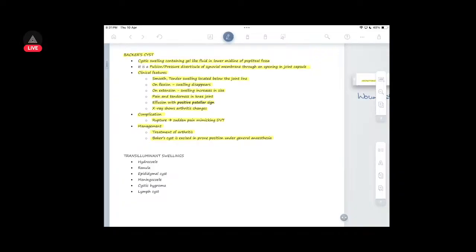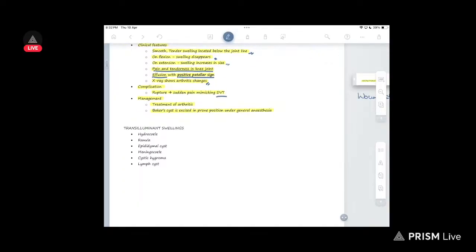It is a swelling containing gel-like fluid in the lower midline of the popliteal fossa, and it is a pulsion or pressure diverticulum through an opening in the joint capsule. Clinical features: smooth, tender swelling. On flexion it will disappear, on extension it will appear. Pain and tenderness in the knee joint will be there. Positive patellar sign, with effusion and arthritic changes. Rupture will mimic DVT with sudden pain. Management is treatment of arthritis. Baker's cyst is excised in prone position under general anesthesia.